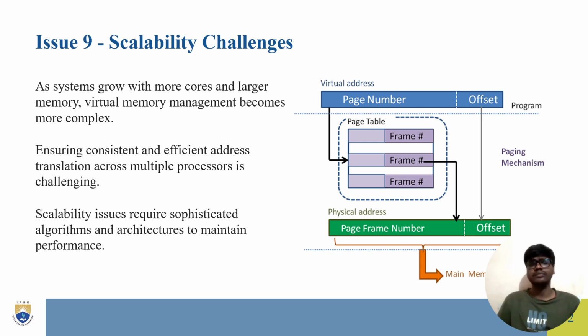Here we can see the system is growing with more cores and larger memory. Virtual memory management becomes more complex, and it becomes very difficult to manage the virtual memory. Scalability issues require sophisticated algorithms and architecture to maintain good performance.